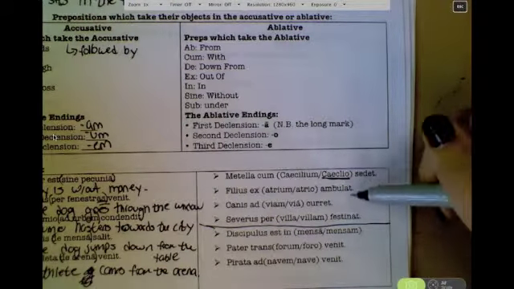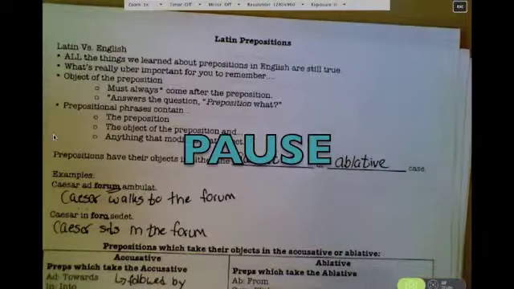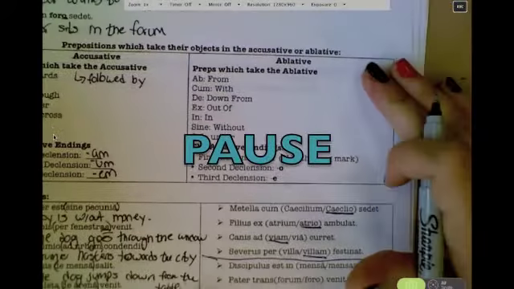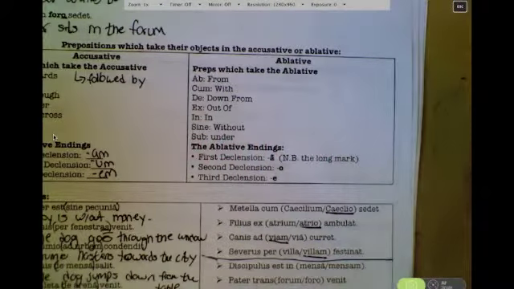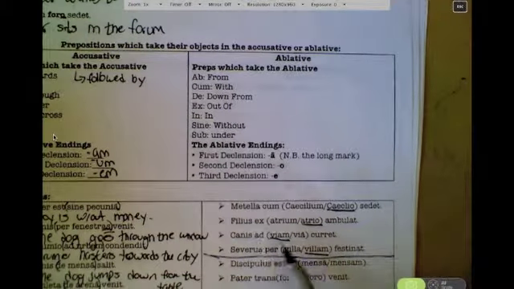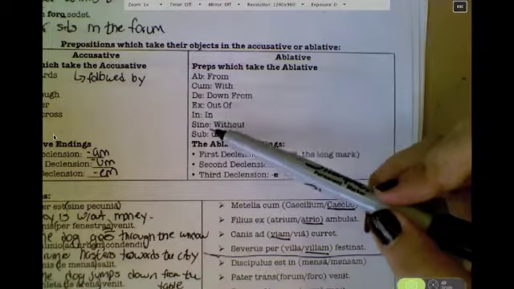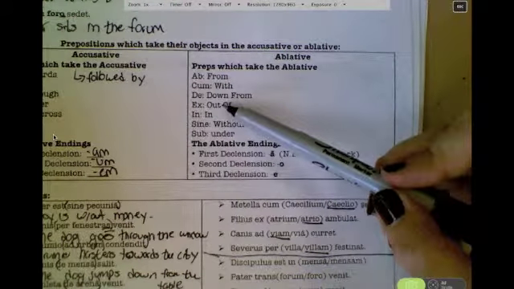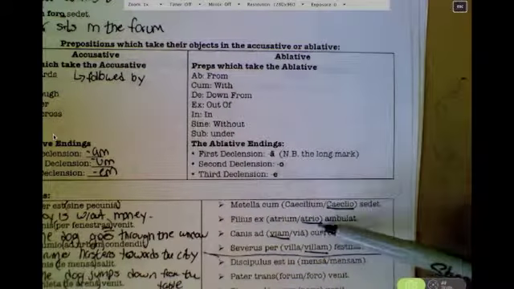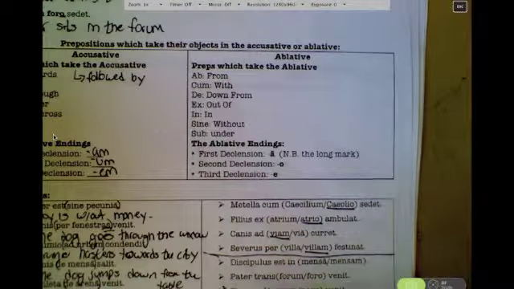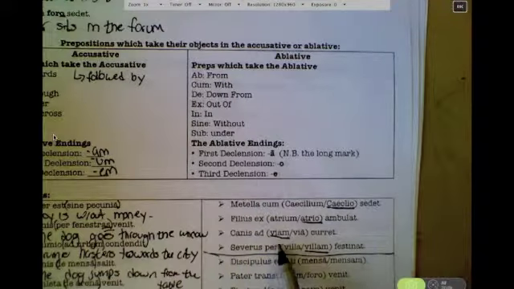Once you've tried these 3, come back. And you're back. So it should say the son walks out of the atrium. Ex is followed by the ablative, the right box right here, so it should have one of these endings. So I chose atrio.